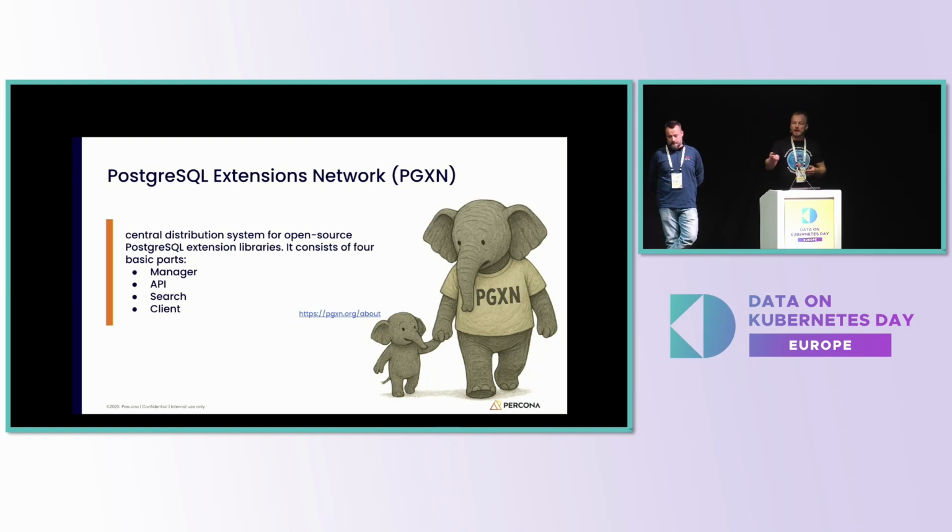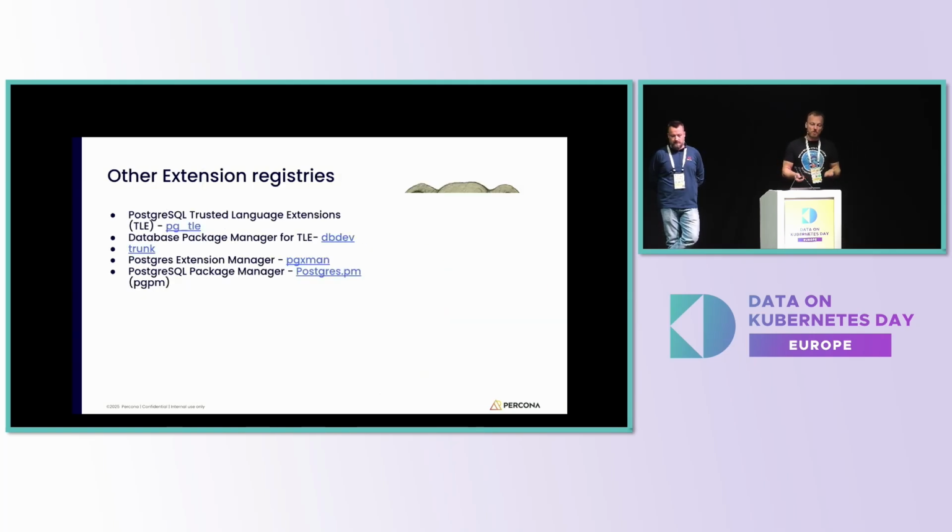David Wheeler and the PostgreSQL Extension Network, PGXN, is one way of providing a registry of extensions, to be able to find and search them, and this is one of the available registries out there. And obviously there's more.